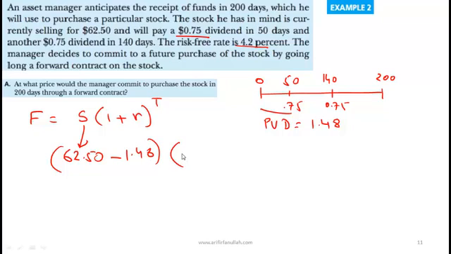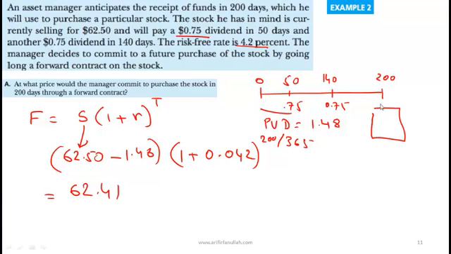1.48, multiplied by 1 plus, what's the discount rate? 0.042, to the power of 200 over 365, and this is 62.41. So does it make sense? If you get into a forward contract on this stock, the contract price is 62.41. That's how much the short will get. That's how much the long will pay on this day.